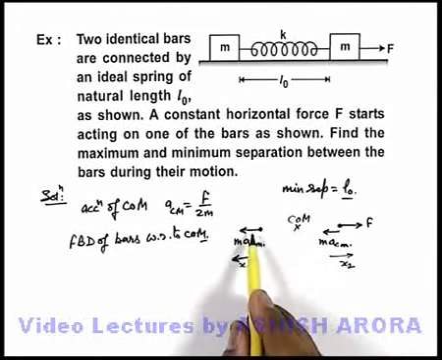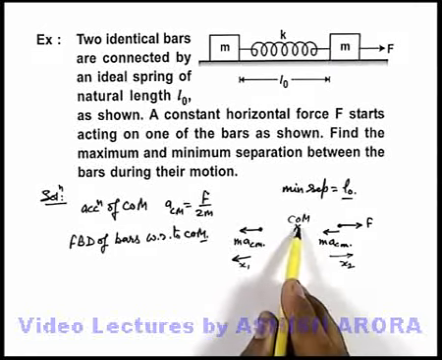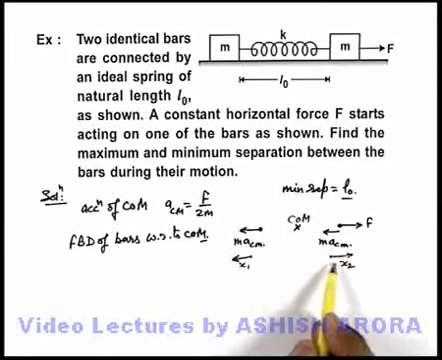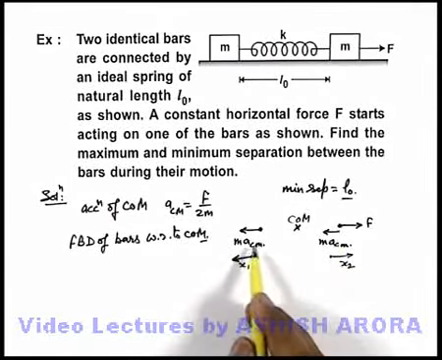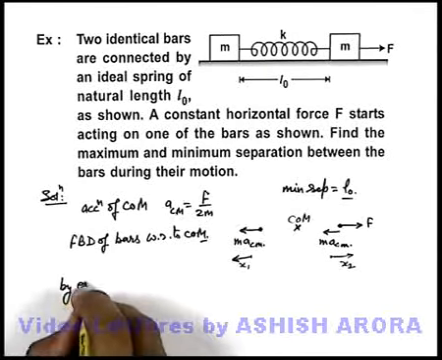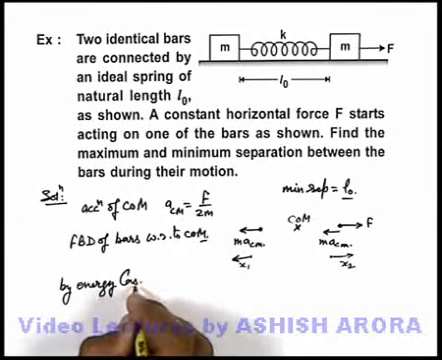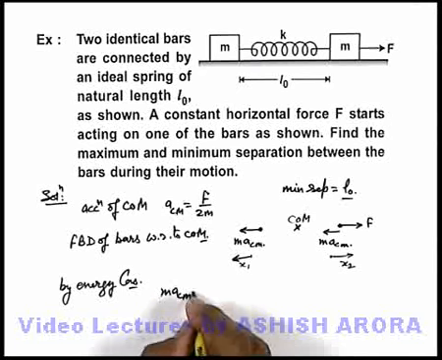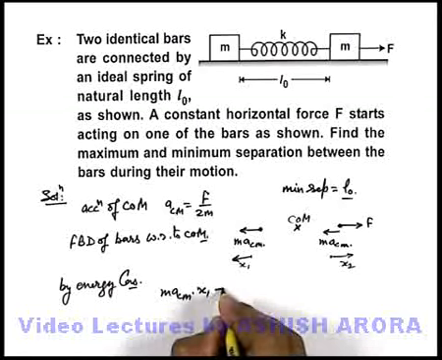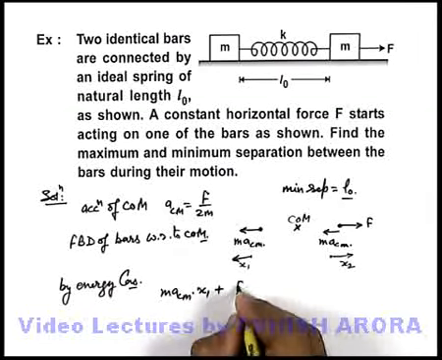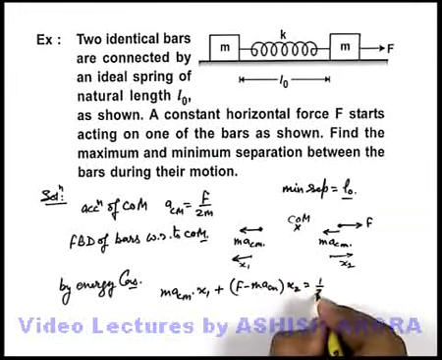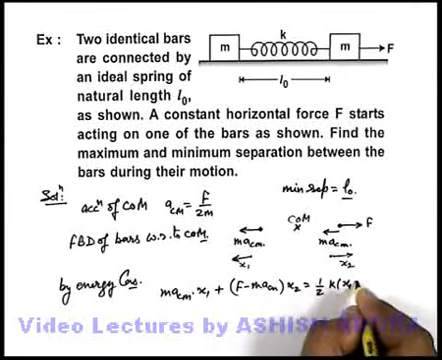Then we can state whatever work is done by the forces in the reference frame of center of mass in displacing the spring on the two sides by x1 and x2, the total work done will be stored in the spring in the form of its potential energy. So we can write by energy conservation: m a_CM into x1, which is the work done by the pseudo force on bar 1, plus the work done by the other force, which will be (F minus m a_CM) into x2. This must be equal to half K into (x1 plus x2) whole square.